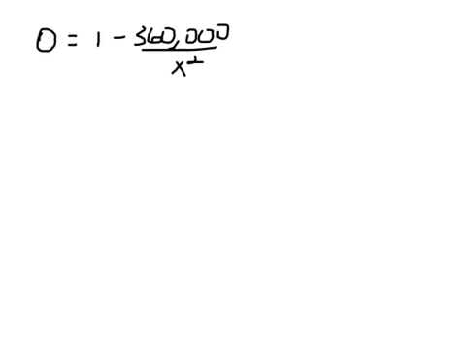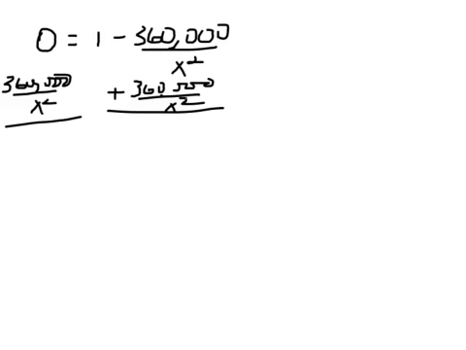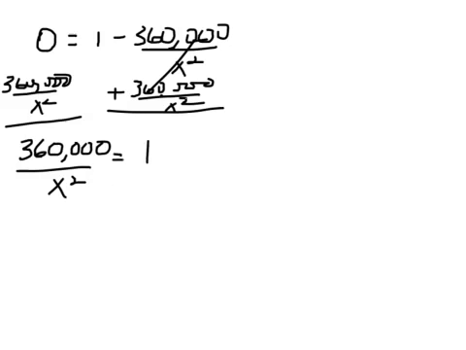Here's what I could do. I don't know if you have any ideas from algebra. I'm going to end up with the same result, but since that's a minus, I could move this 1 to the other side. Add it to both sides. It's the same thing either way. I'd have 360,000 over x squared is equal to 1. Do you remember what you would do next to solve this?